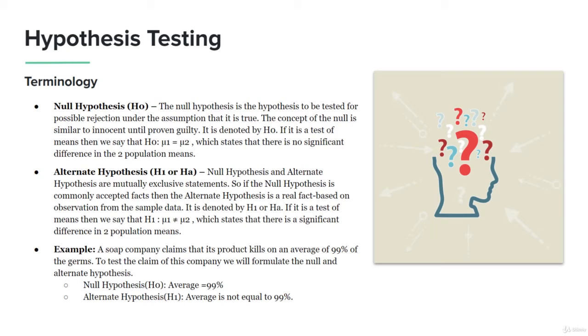A good example here is, let's say a soap company claims that its product kills on average 99% of germs, okay? To test the claim of this company, we will formulate the null and alternate hypothesis. So the null hypothesis, the H0, is the average equals 99%. And then the alternate hypothesis, the H1 here, is the average is not equal to 99%. So this is very, very easy and simple to understand, right?